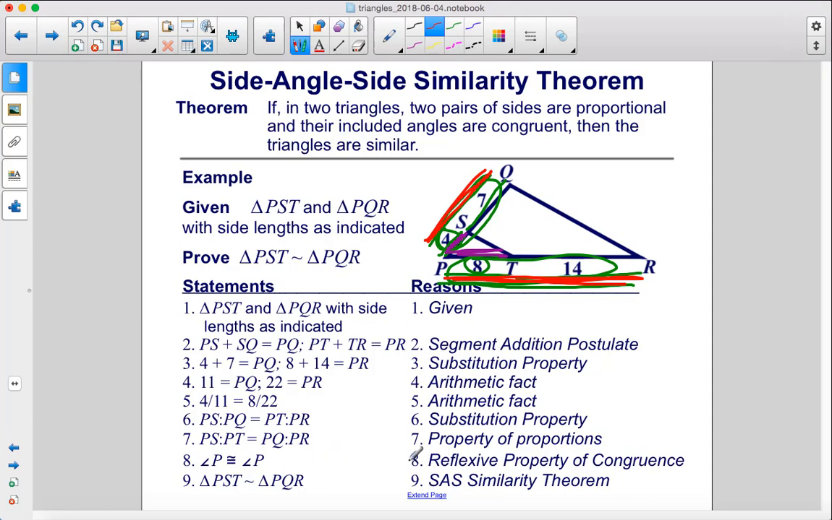And then because of the reflexive property of congruence, angle P is congruent to angle P because they both have the same included angle, which is angle P. And therefore, the two triangles are similar.